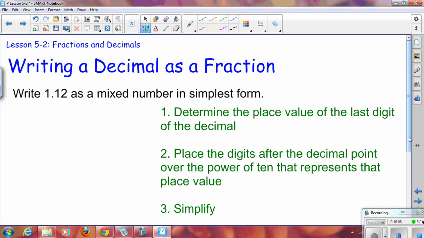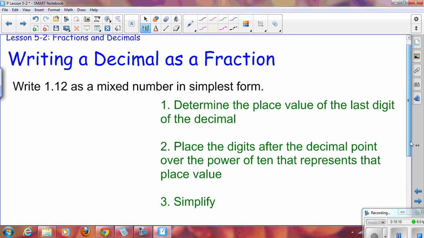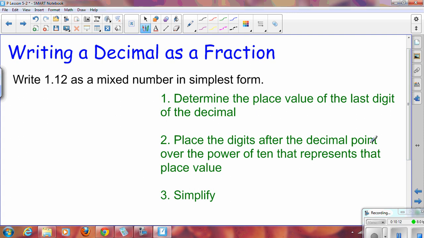Okay, you can write a mixed number as a fraction, or a decimal as a fraction. Okay, the 1 is going to just be 1. So we're going to deal with just the decimal part, 0.12. 0.12 or 12 becomes your top number. Okay, it says determine the place value of the last digit of the decimal. The 2 is in the hundredths place, so your bottom number is going to be 100.